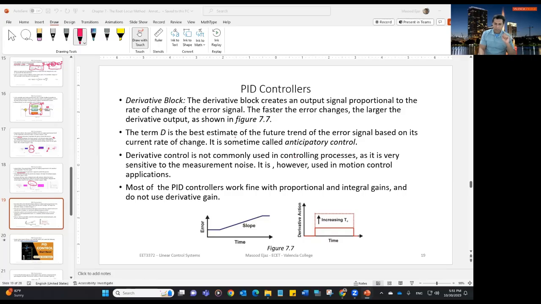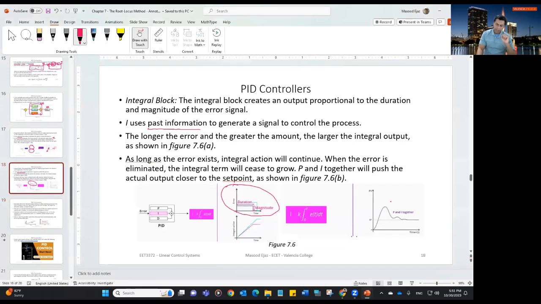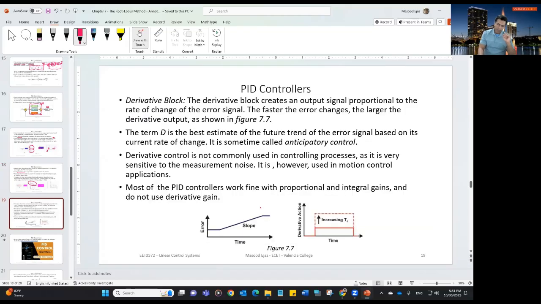Many times derivative is not really important, as you saw here, that even with proportional and integral together, it's going to push it down to the set point. But many times it is important to know how fast the error is changing so that you can control the parameter that you're changing, so you don't overshoot, basically. In a second order system, we discussed the overshoot and all those things.